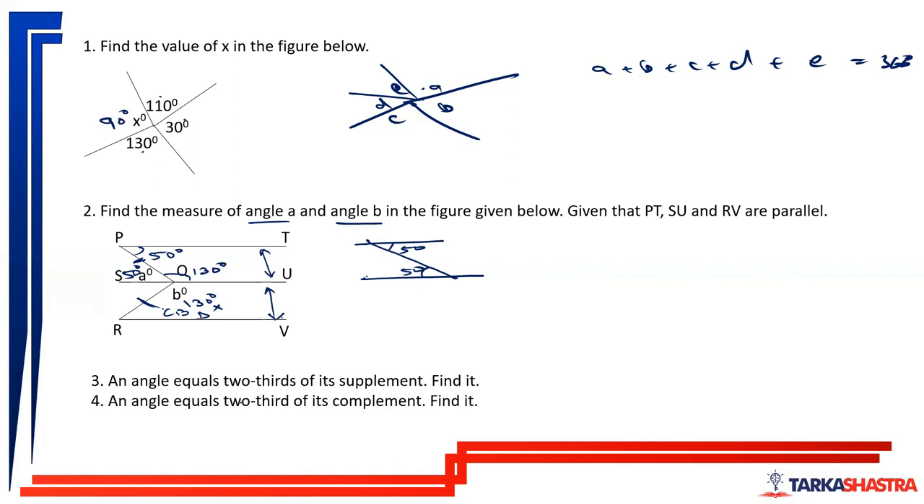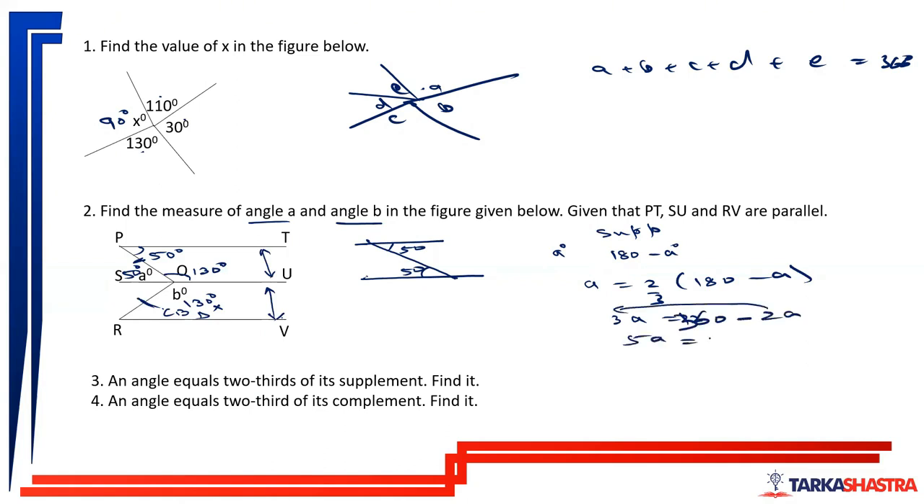Next, an angle equals 2/3 of its supplement. Find it. Okay, so let us say there is an angle A. Its supplement would be 180 degrees minus A. Okay, so angle is 2/3 of its supplement, that is 180 minus A. If I multiply it by 3, it will become 3A is equal to 2 into 180, that is 360 minus 2A. 2A if it goes here will become 5A is equal to 360, which will give me A is equal to 72 degrees. So A is equal to 72 degrees.